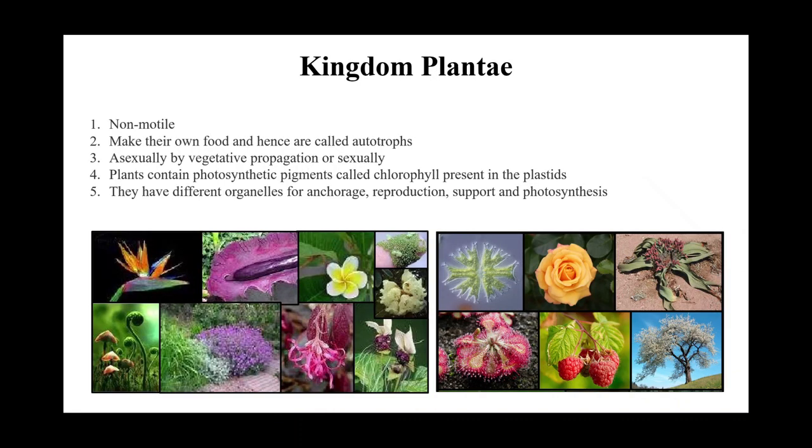And then we come to Plantae. Plantae, as I mentioned, are non-motile, they make their own food, and so they are called autotrophs. They reproduce asexually by vegetative propagation, or they can also reproduce sexually. They synthesize their own food due to the presence of chlorophyll, which are photosynthetic pigments, present in a special organelle called the plastid. Similarly, they have different organs for anchorage, for reproduction, for support, and photosynthesis.